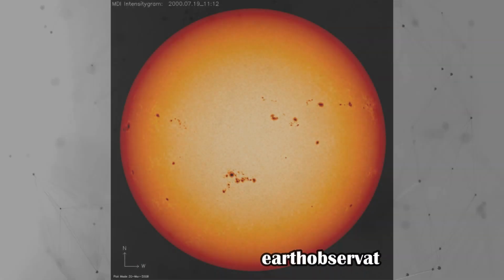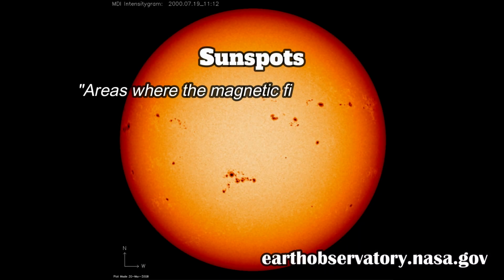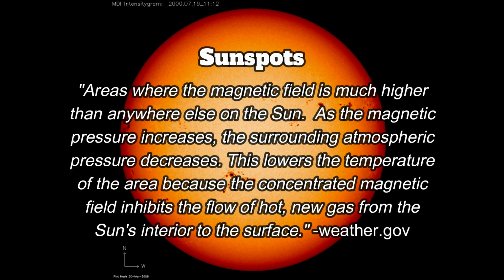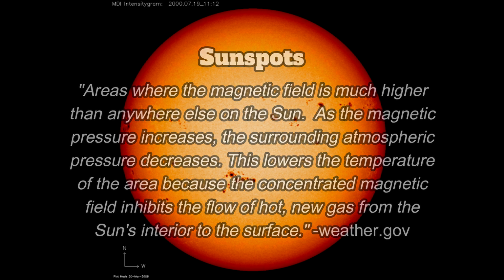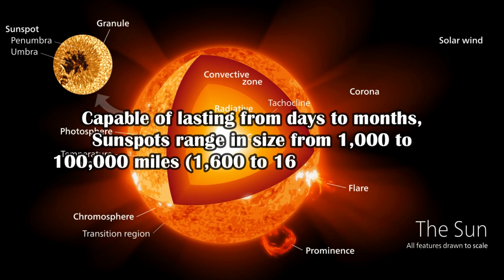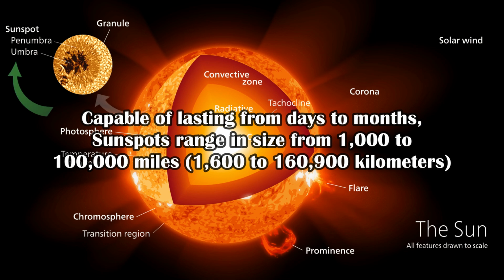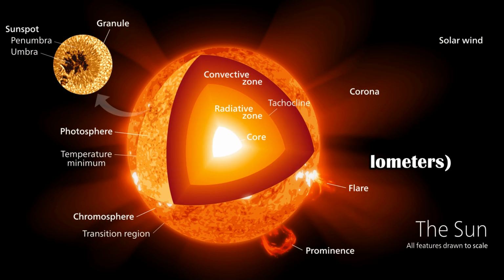Now for some key features of the Sun's atmospheric layers that were just detailed. Let us begin with sunspots. Appearing as dark holes within the photosphere layer of the Sun, sunspots are slightly cooler areas in this layer, which are created by bits of our star's magnetic field poking out from the interior into the Sun's atmosphere. Capable of lasting from days to months, sunspots range in size from 1,000 to 100,000 miles.